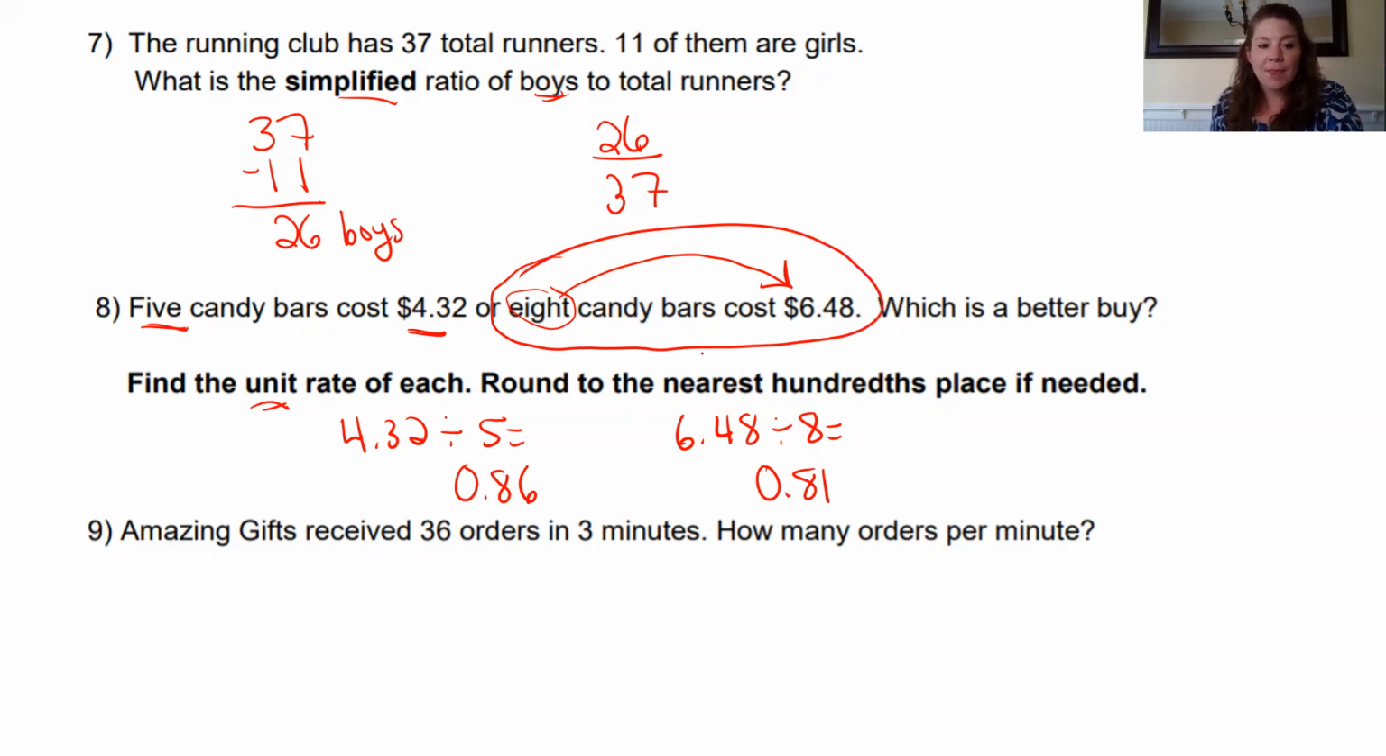Number 9, Amazing Gifts received 36 orders in 3 minutes. How many orders per minute? I'm simply dividing 36 by 3, and the answer is 12 orders per minute.